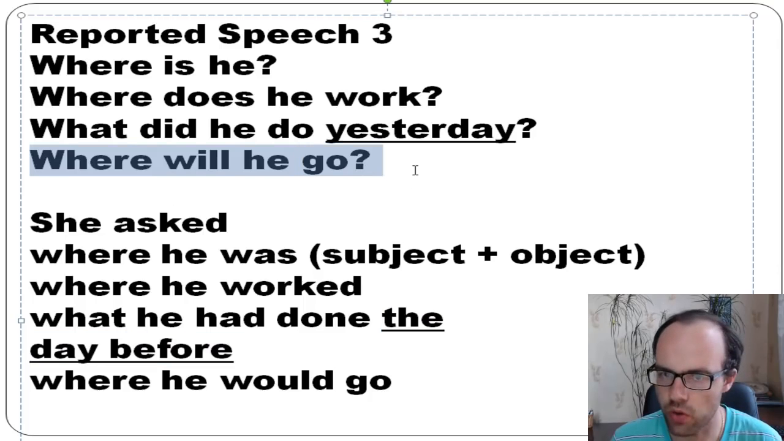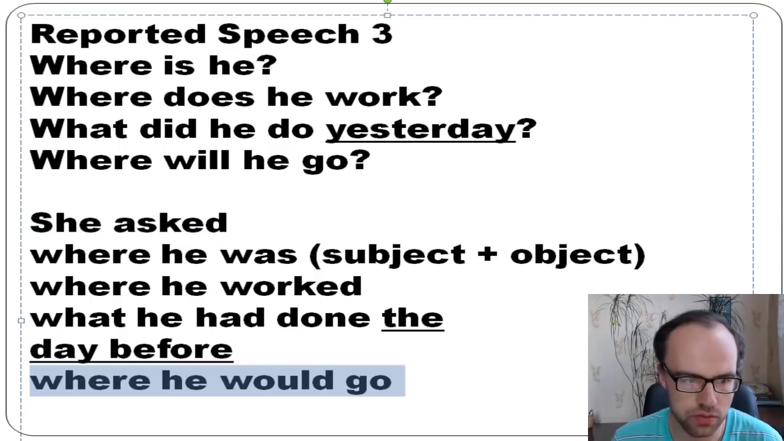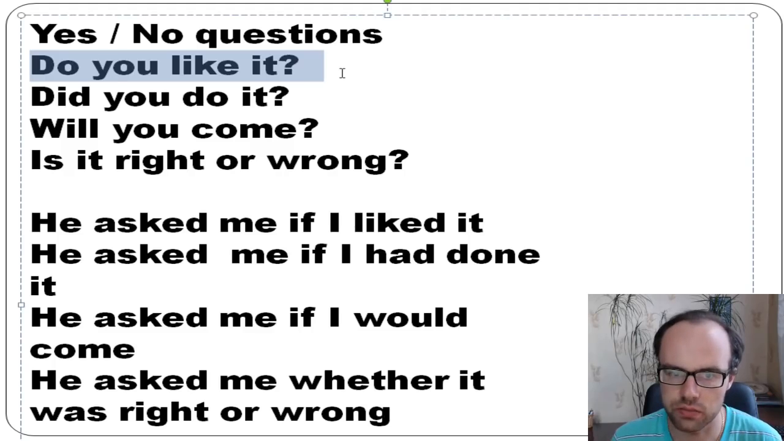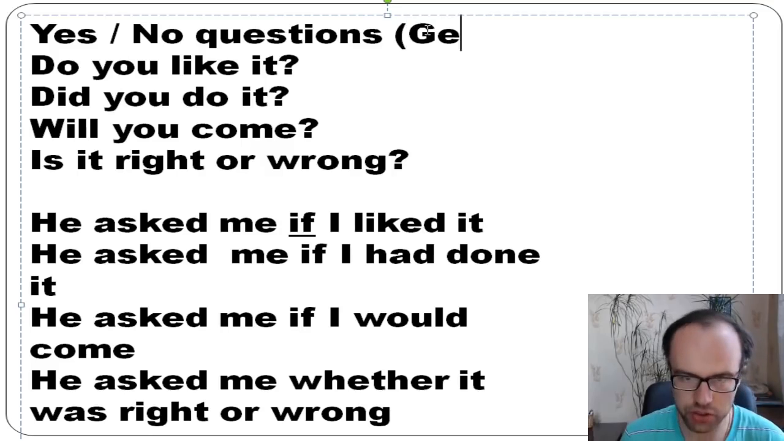So where will he go? She asked where he would go. We change will to would. Okay, next, yes or no questions in reported speech. Do you like it? He asked me. If it's a yes or no question, we also call it a general question.